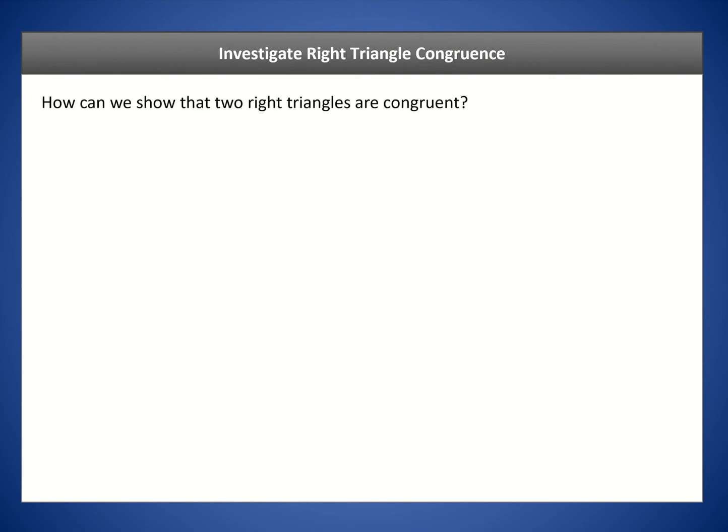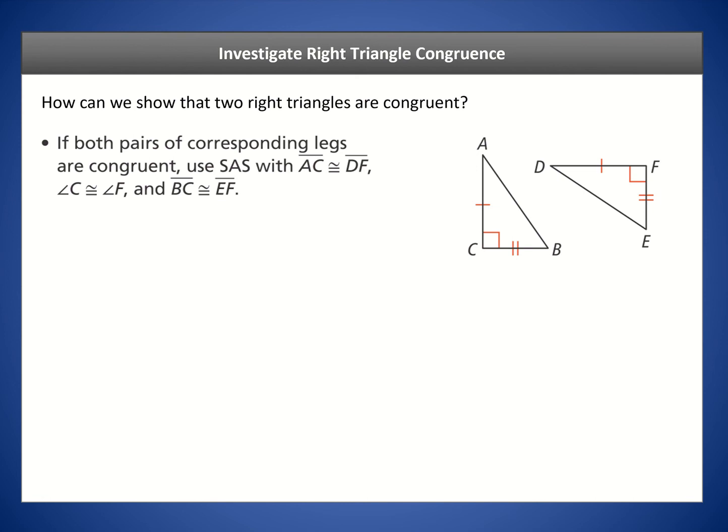How can we show that two right triangles are congruent? Let's investigate right triangle congruence. If we have two right triangles, like in the diagram below, and both pairs of corresponding legs are congruent, then we can use SAS. Remember, SAS stands for side angle side, with AC congruent to DF and angle C congruent to angle F, because C and F are, in this example, right angles.